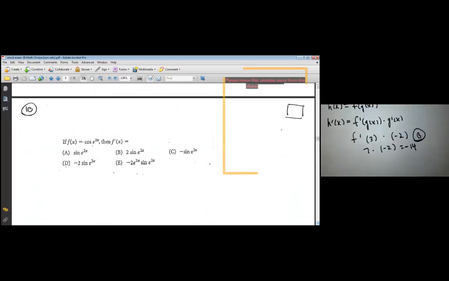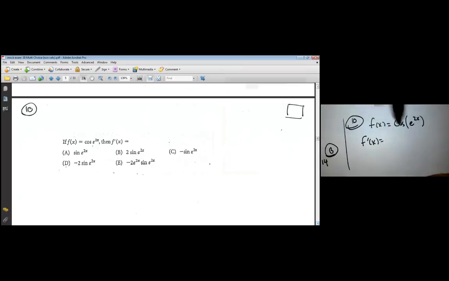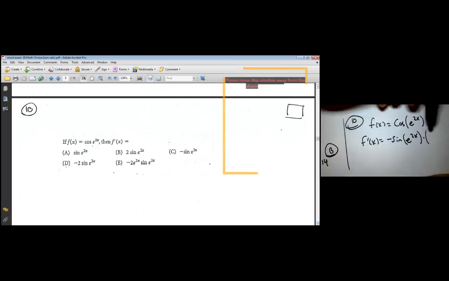Okay, number 10. All right. F of x is equal to cosine, and now this is the angle, e to the 2x. So when we take this derivative, this is a trig derivative. A trig derivative goes trig prime, so a negative sign, trig prime, stuff, stuff prime. Stuff prime is 2e to the 2x. So now we're just looking for the one that's equivalent to that. And the one that's equivalent to that is choice E.